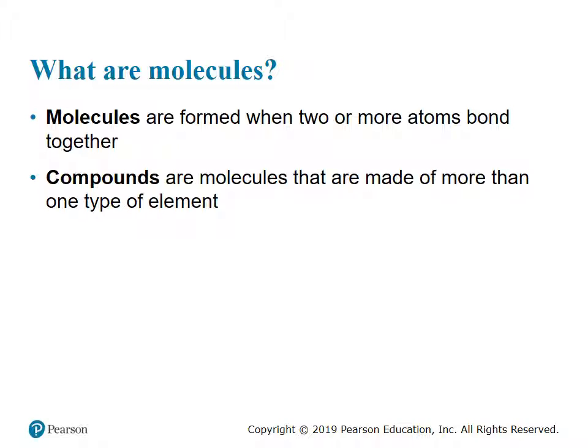Okay, moving on. Molecules and compounds, right? This is just straight definition, but it helps us to understand when we talk about bonding. A molecule is when two or more atoms bond together. A compound is a type of molecule that is made up of more than one element. Okay?